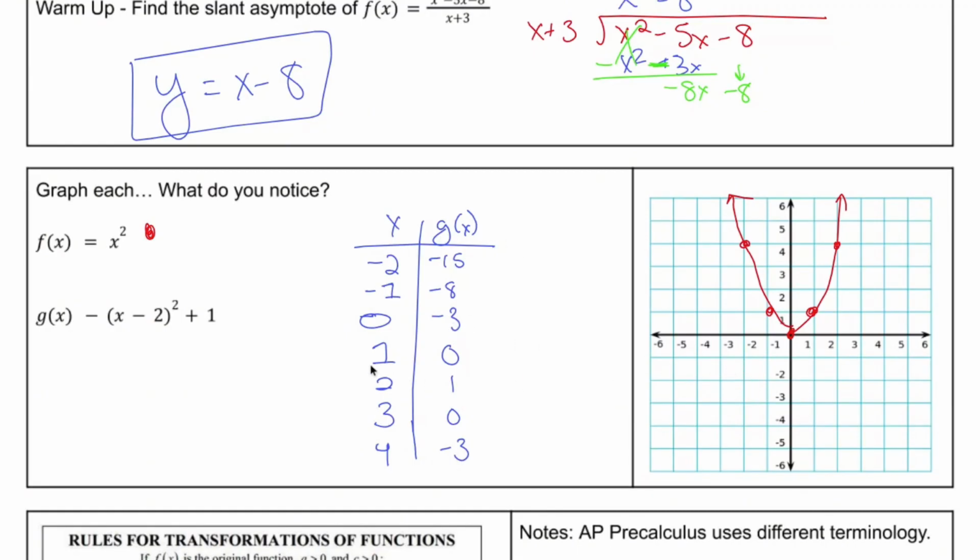Okay, I can't graph the first two, but I can graph 0, negative 3. I can graph 1, 0. I can graph 2, 1. I can graph 3, 0, and I can graph 4, negative 3.